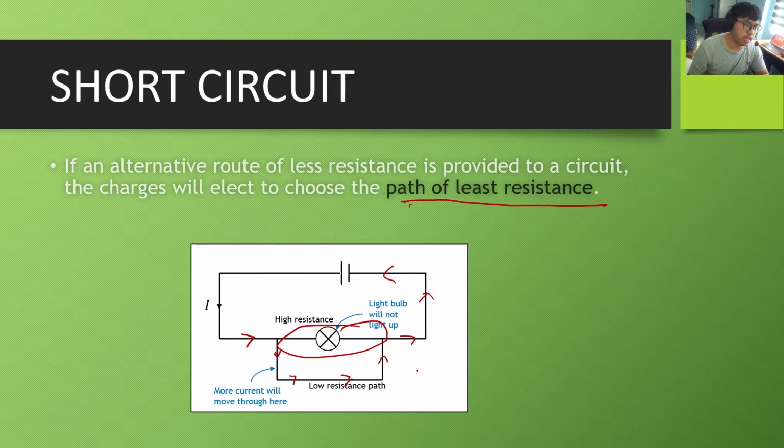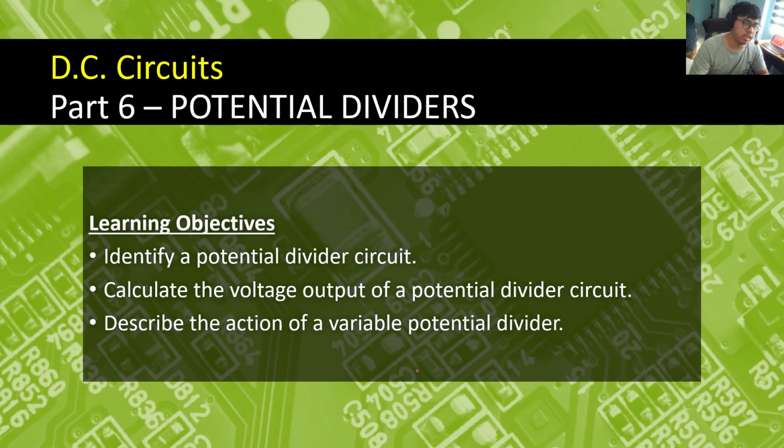And we also looked at what is a short circuit. And this is basically a type of electrical fault that normally happens in a circuit. In the next video lesson for part 6, we'll look at potential dividers.